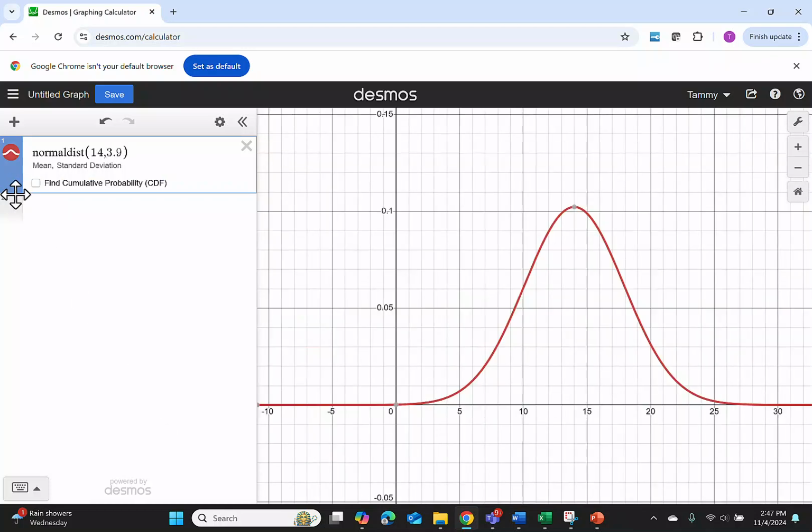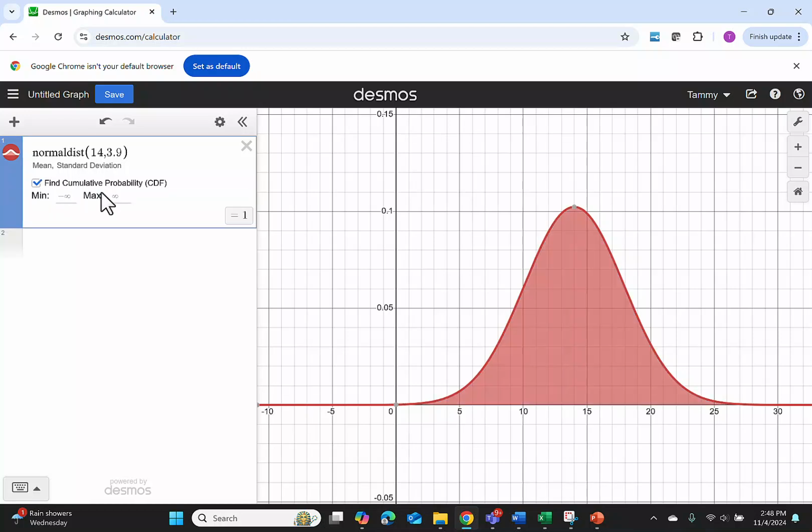I'll click the magnifying glass to fit the data. This way I can see the mean of 14, and then the width is determined by the standard deviation of 3.9. The first thing we said we wanted to find was the probability that x is less than 16. So I'm going to hit find cumulative. And less than 16 says 16 is the max. Notice this is a little bit to the right of our mean of 14. Now I'm looking at all the data that is less than 16, which is 0.69596. I'd call that 0.696.